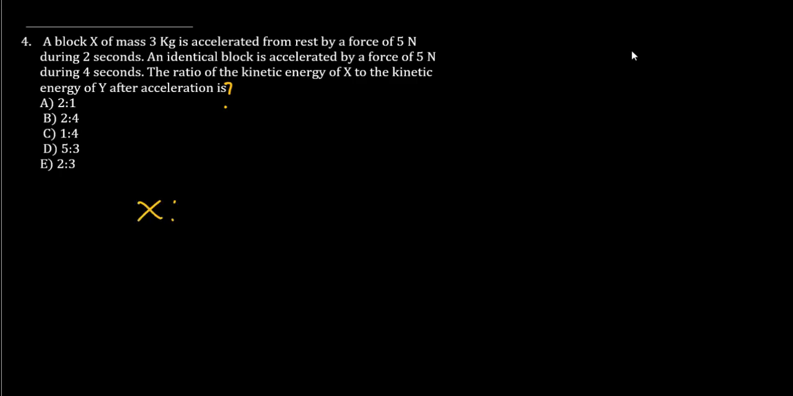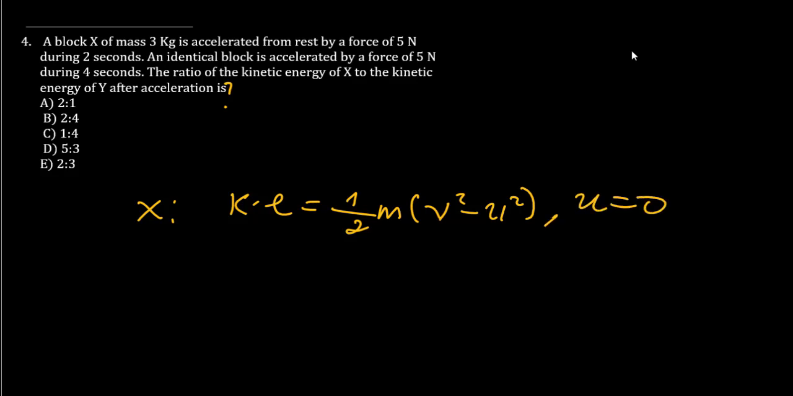Now for block X, kinetic energy KE is equal to a half mv squared. Since we are going from an initial state to a final state, we use the change in the speed: the final speed squared minus the initial speed squared. But as stated in the question, they started at rest, so u is equal to 0. So KE will simply be equal to a half mv squared.